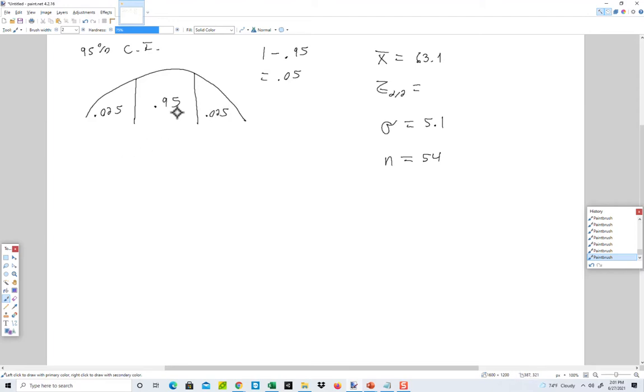Okay. Now our z alpha divided by 2 is right here. And we have to add up all the area to the left. So I'm going to add these two together. So 0.025 plus 0.95 gives me 0.975. Okay, so now I'm going to get to my table. So I'll pause the video temporarily.